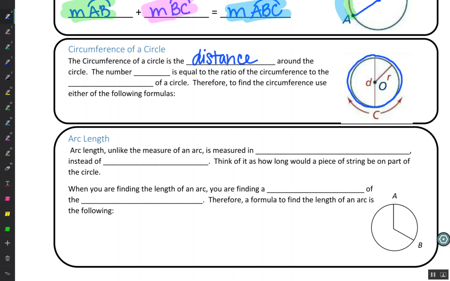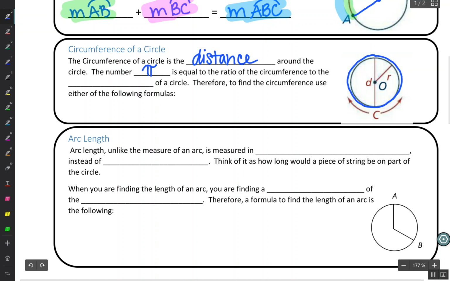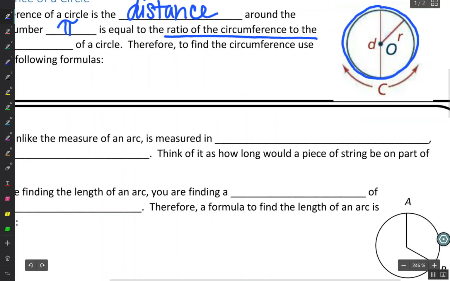Okay, and so we use this number pi. The number pi is a ratio. It's the ratio of the circumference to the diameter of the circle.